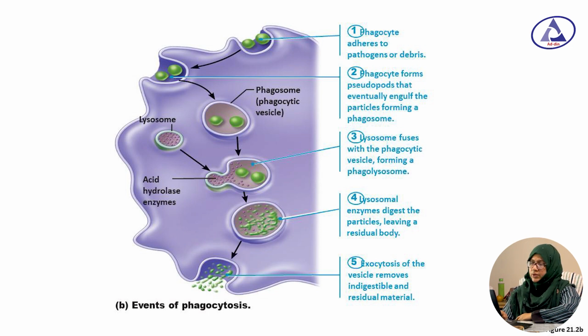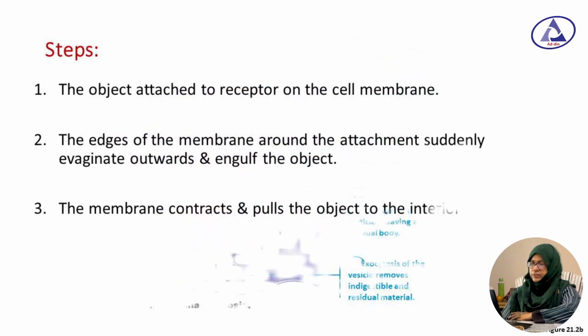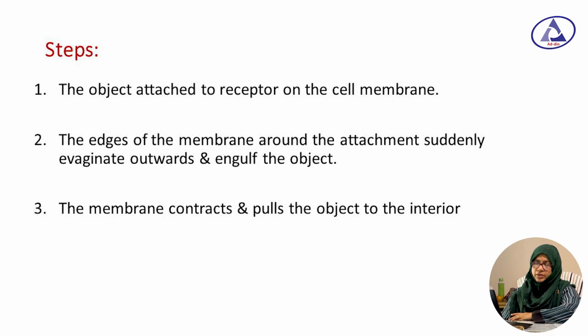This is the figure of how phagocytosis engulfs a particle and the particle is digested within the cell. You can see the first event, that the phagocyte adheres to the pathogen, and then the phagocyte forms pseudopodia that eventually engulf the particles, forming a phagosome, and then lysosome fuses with the phagocytic vesicle. Then lysosomal enzymes digest the particles, leaving residual bodies. Then exocytosis of the vesicle removes indigestible particles out of the cell. These are the steps we have already discussed in the figure.